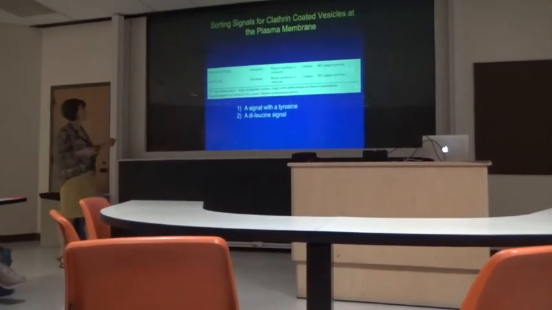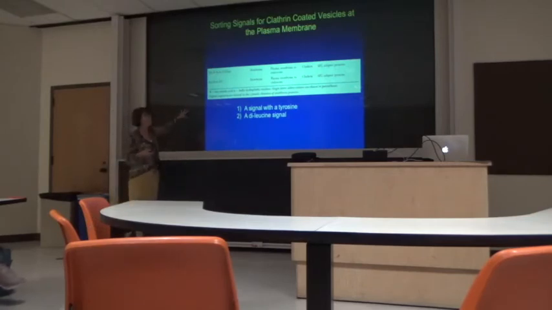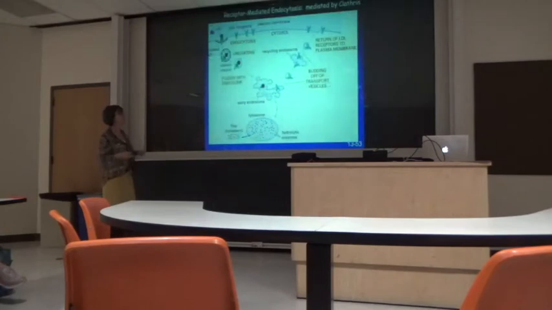In this case, the signal can be one of 2. One is a tyrosine-based signal, so proteins that have tyrosine, along with some surrounding specialized amino acids, will go from the plasma membrane to endosomes. And there's another signal that's used sometimes, a dileucine signal, so two leucines together, will also be on receptors that are going to go from the plasma membrane to the endosome.